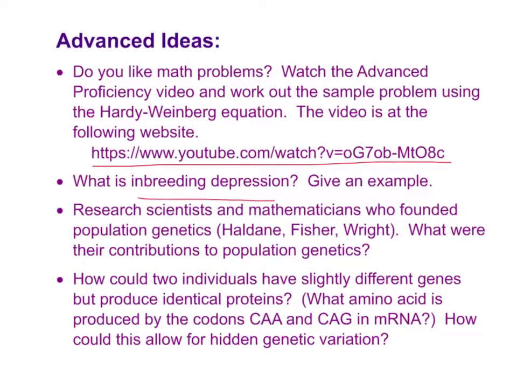Look up more about inbreeding depression, give examples. Research some scientists and mathematicians who founded population genetics. Also, how could two individuals have slightly different genes but produce identical proteins? Think back to some of the things we've talked about in previous sections. How could this allow for hidden genetic variation?